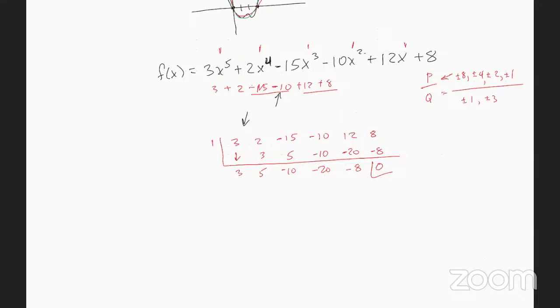No, one doesn't work, because if I add all these things together, it doesn't equal zero. But remember, this is kind of like saying 3x to the fourth plus 5x cubed minus 10x squared minus 20x minus 8. What happens if I plug in negative 1? Does it work? This would be positive 3. This would be negative 5. This would be negative 10. This would be positive 20. And this would be negative 8.